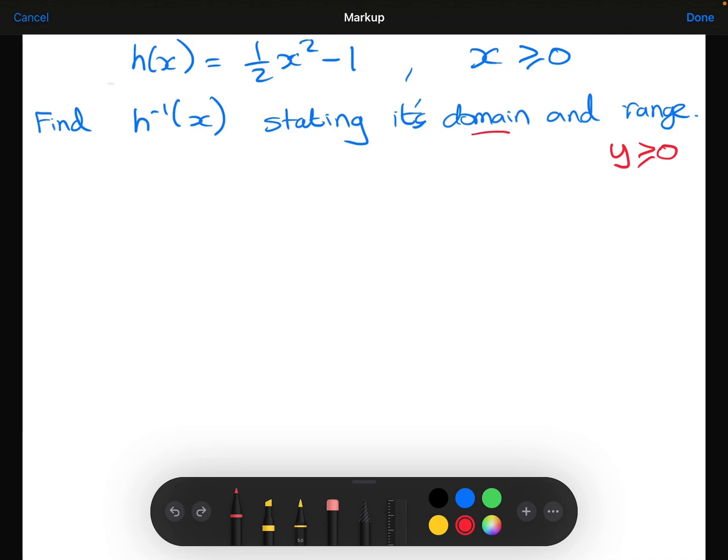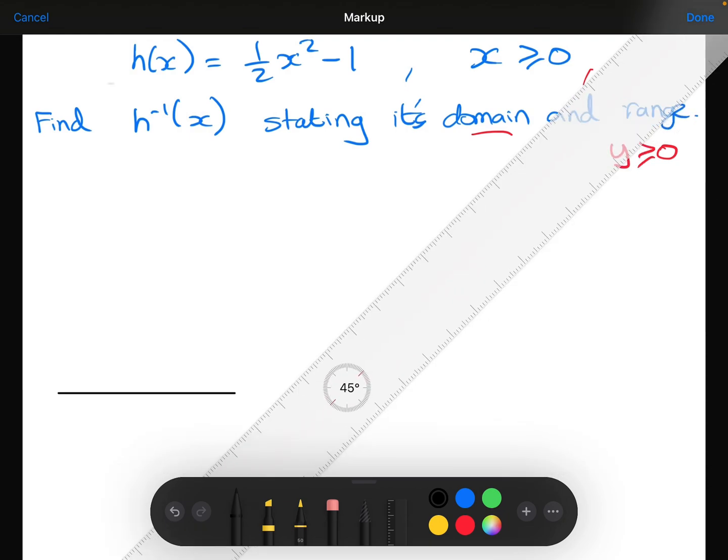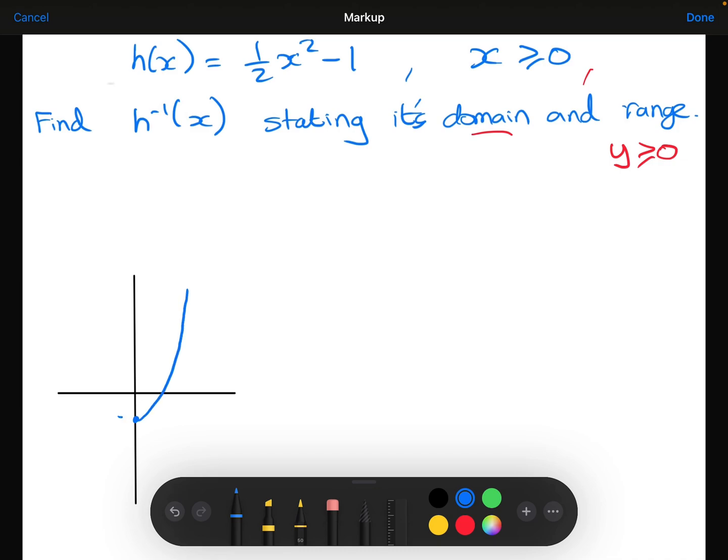Next, the domain. I know that the domain is going to match up with the range of the original function, which I can find quite easily. Now again, let me just draw a quick sketch. It's just a nice simple quadratic. There we go. So my quadratic, it's cut through at minus 1 here, and would look something like this. I'm going to draw the quadratic like this for now, and then I'll talk about why actually that bit shouldn't be there in a minute.